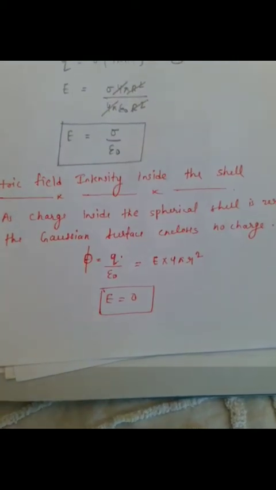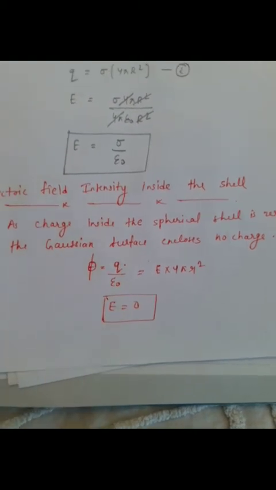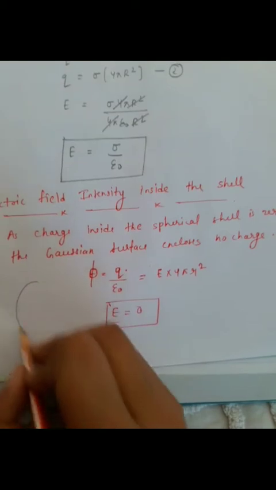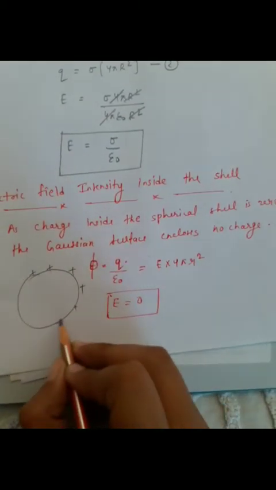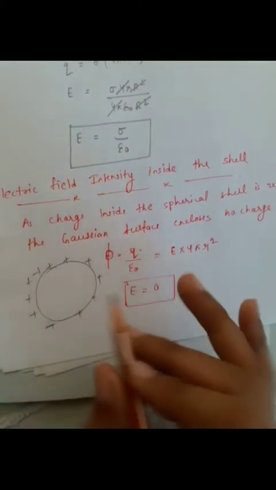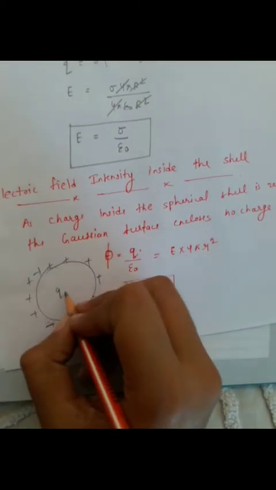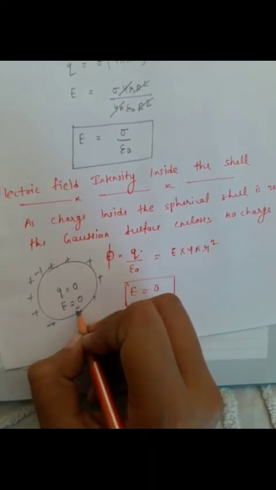It means that there is no charge inside the Gaussian surface. All of the charge resides outside that Gaussian surface. For example, if this is a Gaussian surface, then all the charge will be outside it. So it means inside the shell there is no charge. If no charge is there, then the electric field will also be equal to 0 inside the shell.